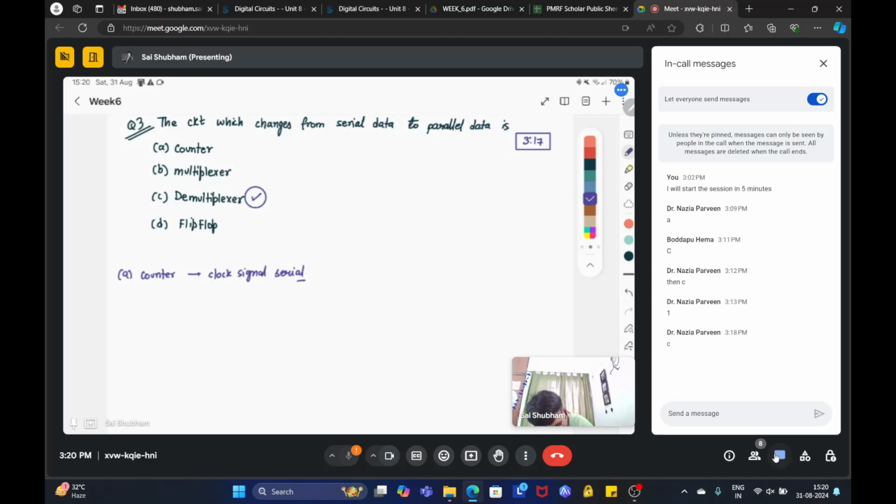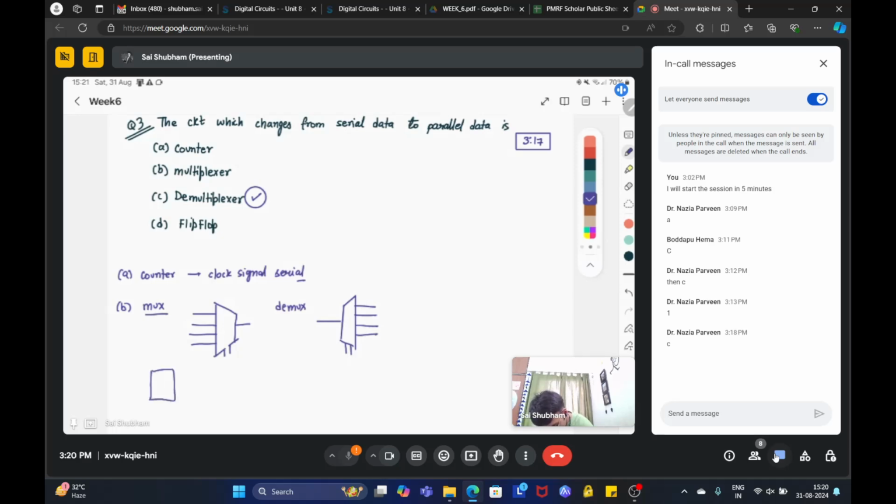So let's look at the multiplexer. In a multiplexer, you have multiple parallel inputs, and depending upon the switch, you have a single output. Demux is basically the opposite of it, where you have a single input and multiple parallel outputs. And here is the switch to control.